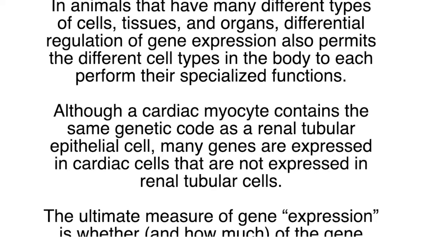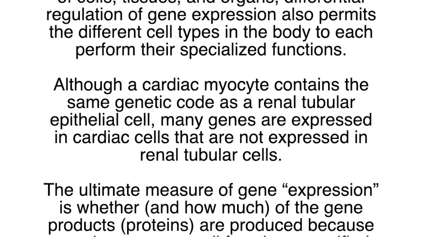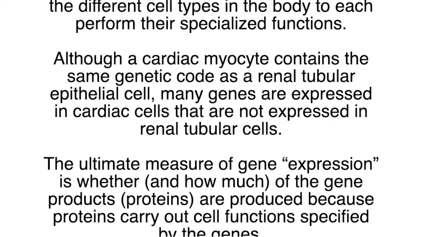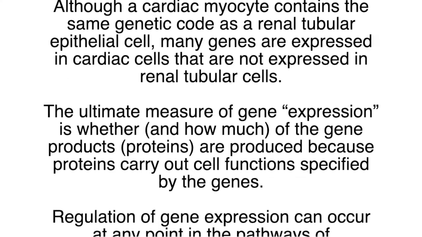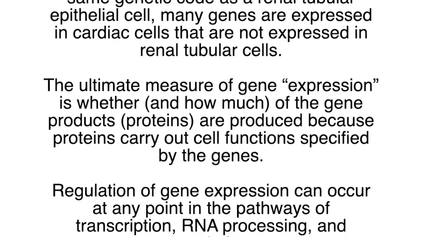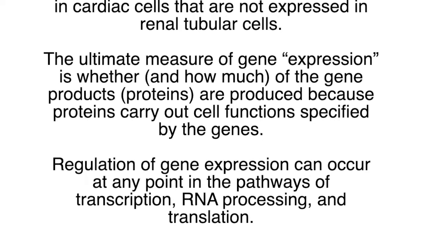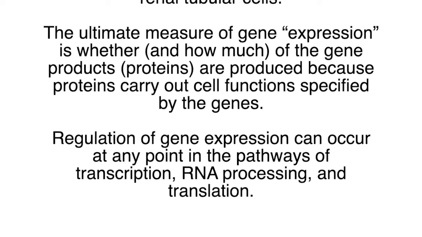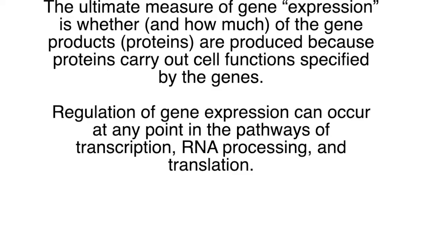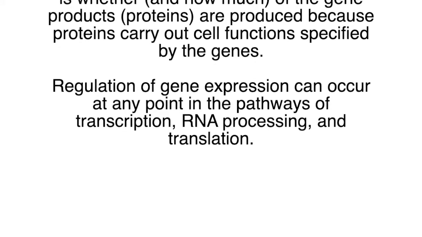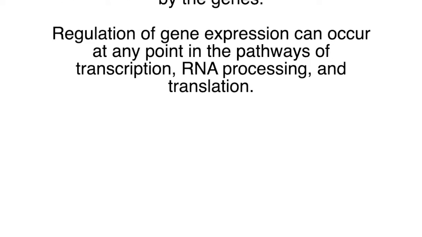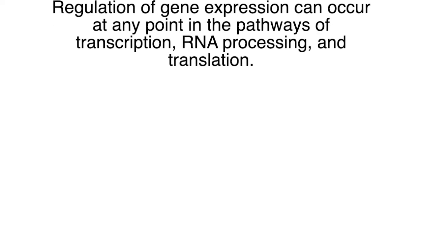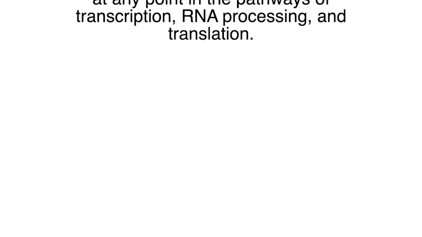Although a cardiac myocyte contains the same genetic code as a renal tubular epithelial cell, many genes are expressed in cardiac cells that are not expressed in renal tubular cells. The ultimate measure of gene expression is whether and how much of the gene products, that is proteins, are produced, because proteins carry out cell functions specified by the genes. Regulation of gene expression can occur at any point in the pathways of transcription, RNA processing, and translation.